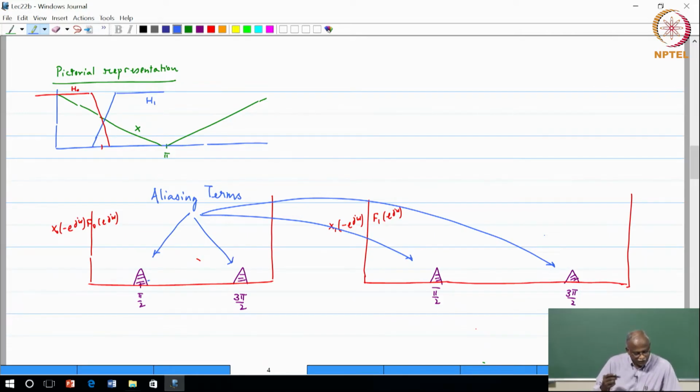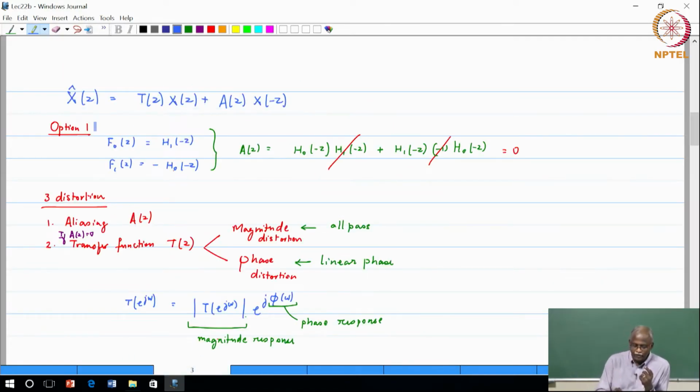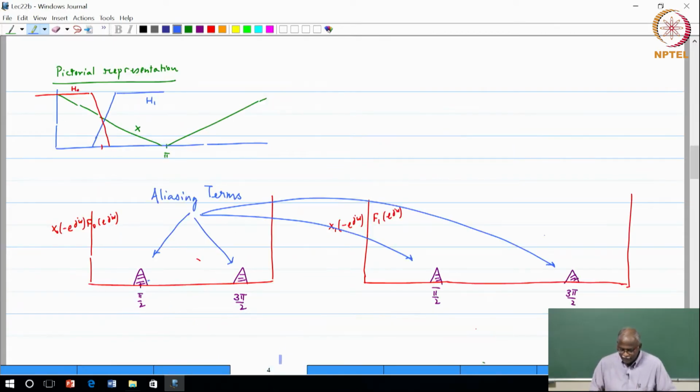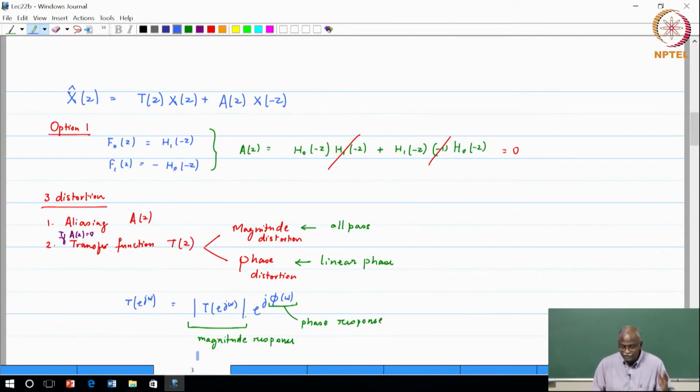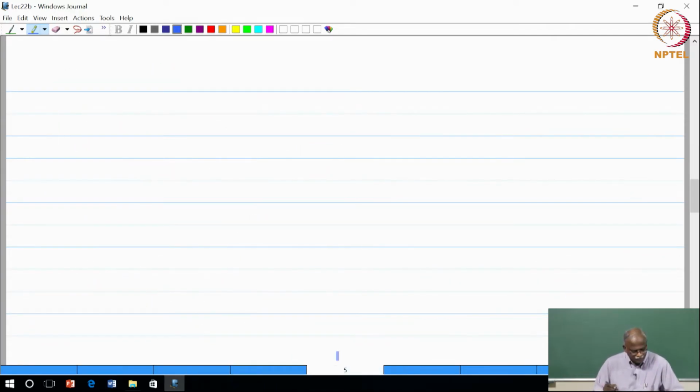Okay. So some elements that I just wanted to emphasize on. So we can get rid of the aliasing, that is point number 1. And the choice of the filters that will eliminate aliasing, one of the options is here. This may or may not be the only option. So this is a sufficient condition for the elimination of aliasing. And when we eliminate aliasing, we get a transfer function LTI system, and we can take care of the magnitude response and phase response.